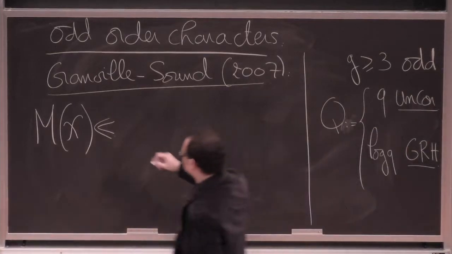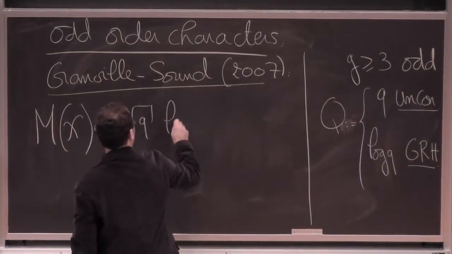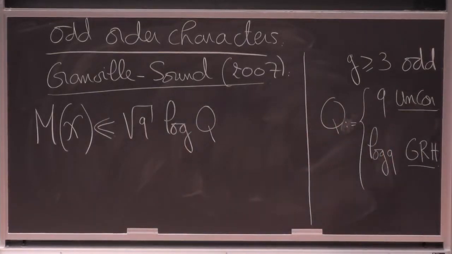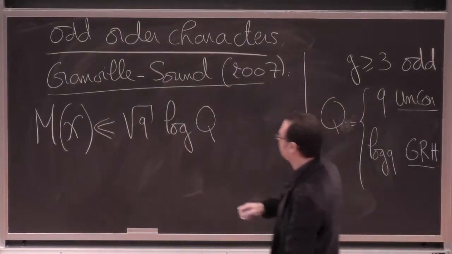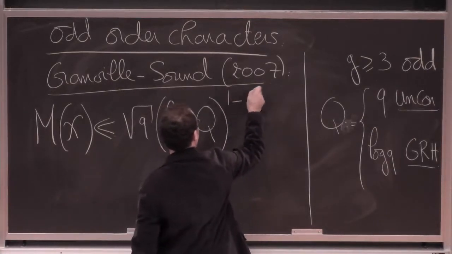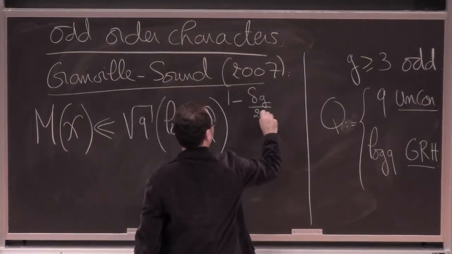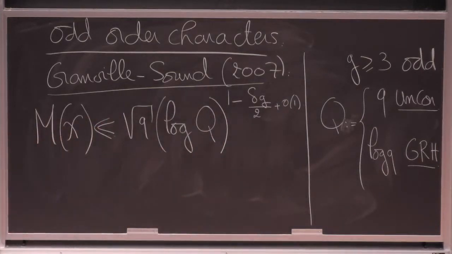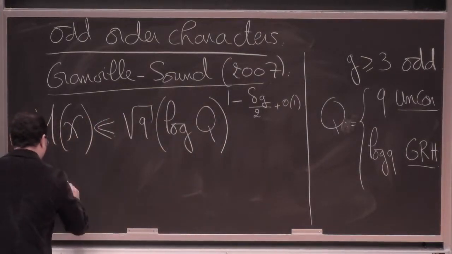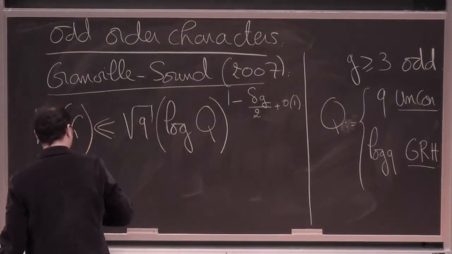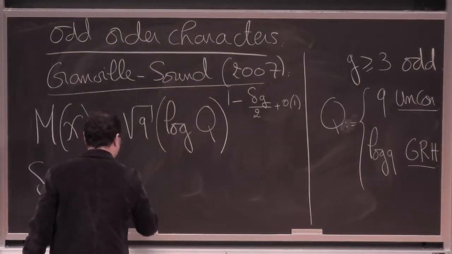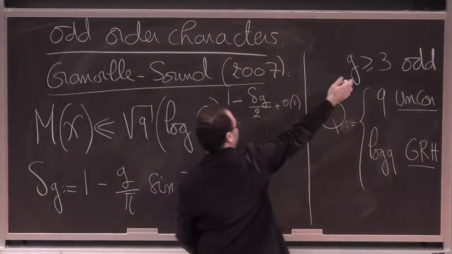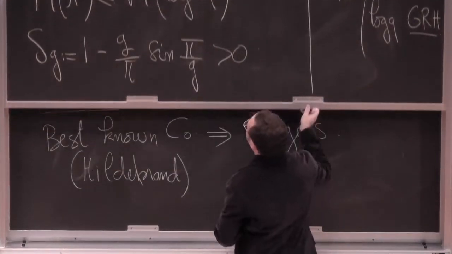So square root Q log Q corresponds to both Vinogradov and Montgomery and Vaughan on GRH. And what they proved is that you can have a power saving in the log. So now what is this delta g? The delta g is this constant here, 1 minus g over pi sine pi over g. And this is positive in this case. So you have a power saving.